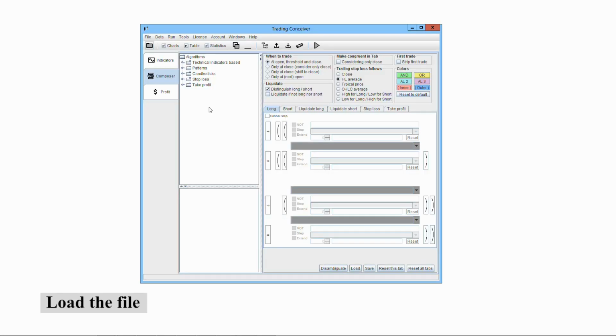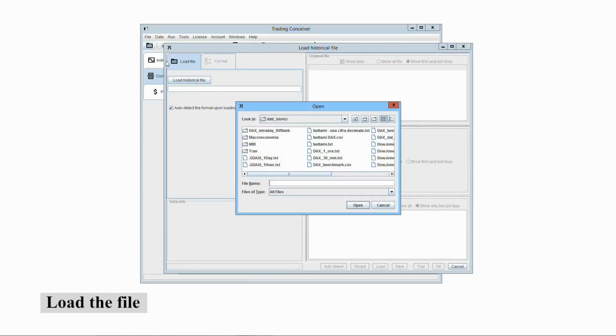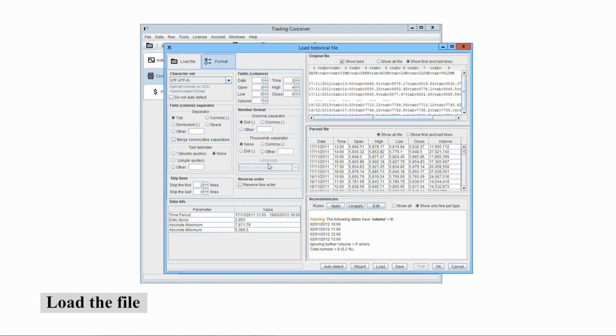Once you have downloaded the historical file from your preferred source, you must load it, that is, open or import it, in Trading Conceiver. Trading Conceiver will not change the loaded file in any way. All the manipulations will be done just in the internal representation of the file.